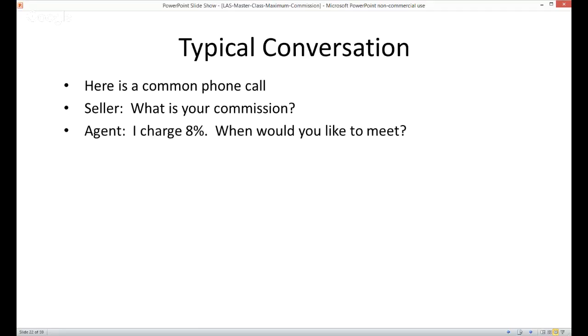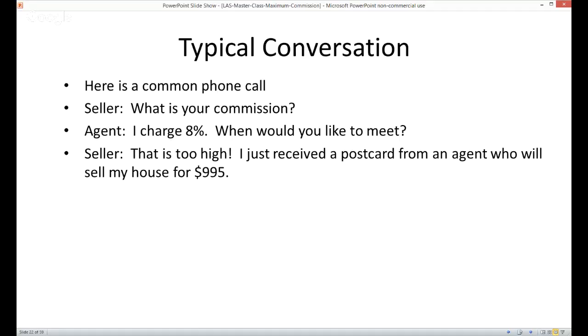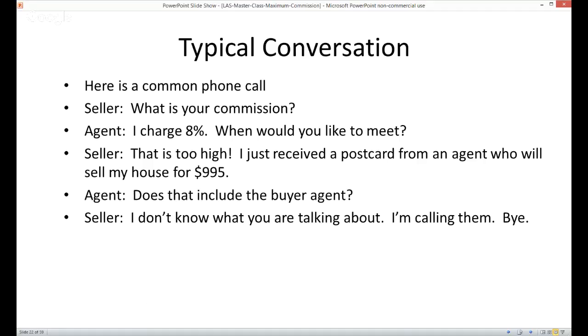Well, how about let's try this. Maybe the agent just tells them, I charge 8%. When would you like to meet? And the seller says, well, that's too high. I just received a postcard from an agent who will sell my house for $995. And you ask, well, does that include the buyer agent? And the seller says, I don't know what you're talking about. I'm calling them. Goodbye. Click.